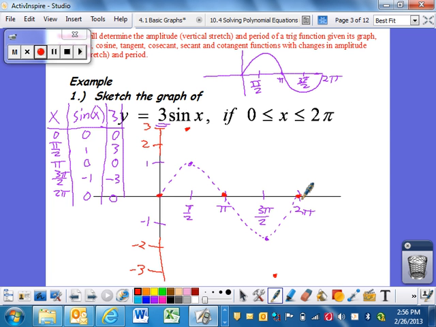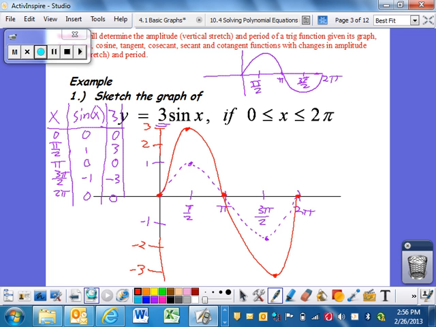So as you can tell, we're starting to get an extension. We're stretching the graph. So if we connect these points, our loops are going to be a little bit bigger. It's almost like we're grabbing the ends and stretching it apart. So this is the concept of what happens whenever we have this multiplier in front of our sine, our cosine, or anything else.